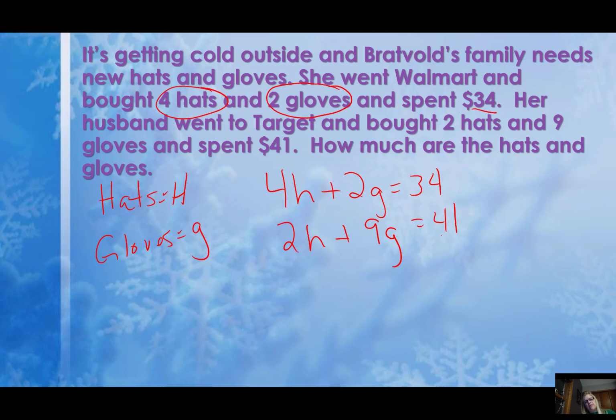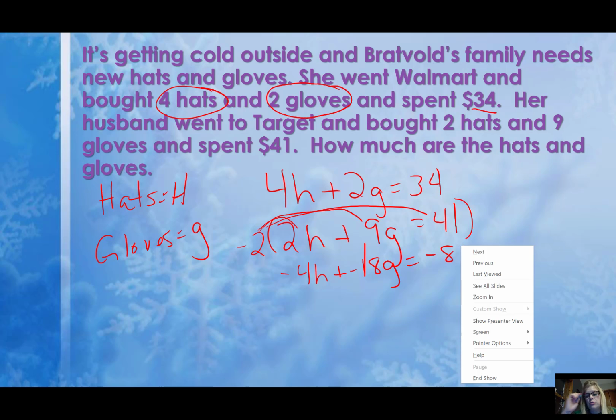Does either H or G have the same number in front? Nope. Could you multiply H or G by a number that would give you the other coefficient? Hopefully you're saying, yeah, the bottom equation, I can multiply by -2, and that's going to make my H's cancel out. So let's see. -2 times 2H is -4H. -2 times 9G is -18G. And then -2 times 41 is -81. Nope, just kidding, it's -82.